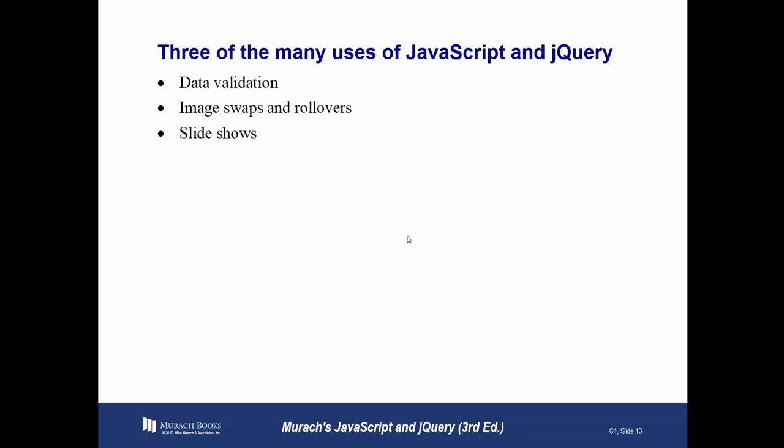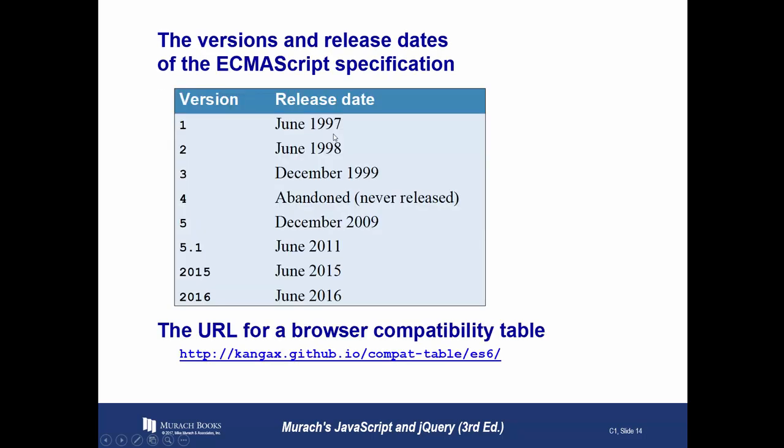Some of the many uses of JavaScript and jQuery include, number one, data validation, making sure the data is valid on the client side, or for the user, before it gets sent over to a server. Image swaps and rollovers, which we just looked at, and slideshows. You can quite often create a slideshow with just a couple lines of code and have it look pretty impressive on an actual website.